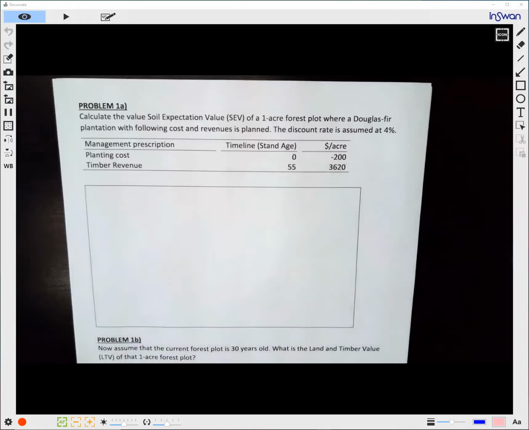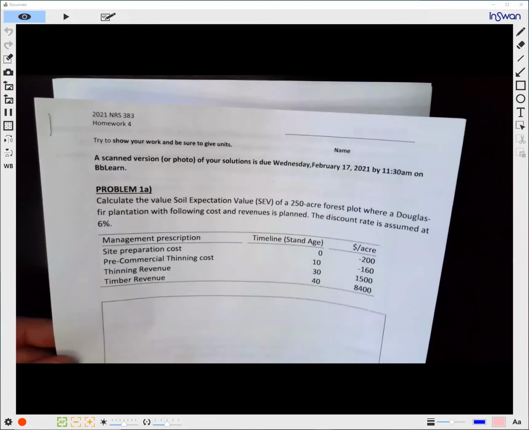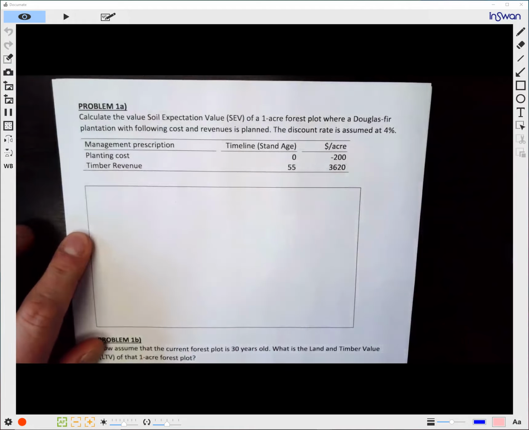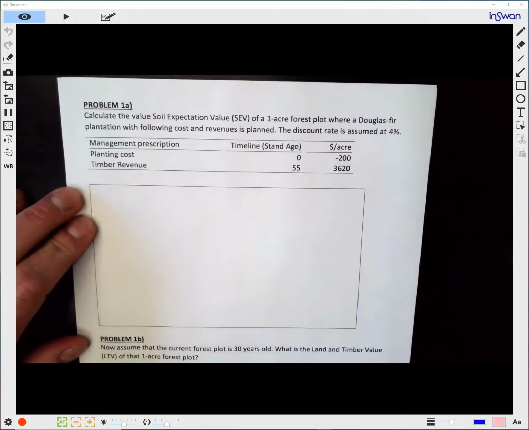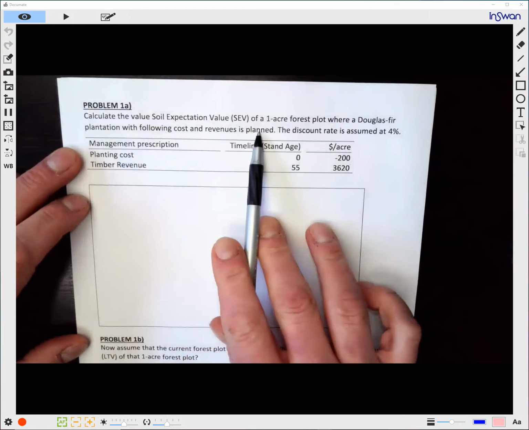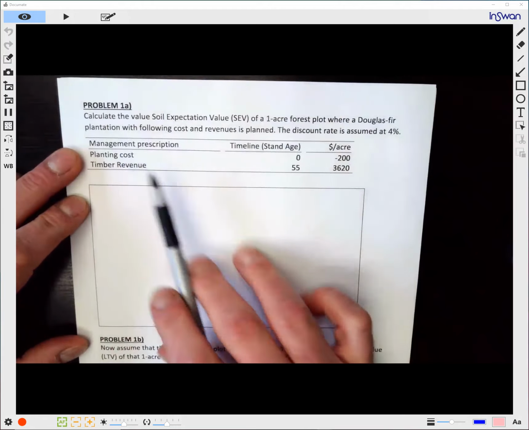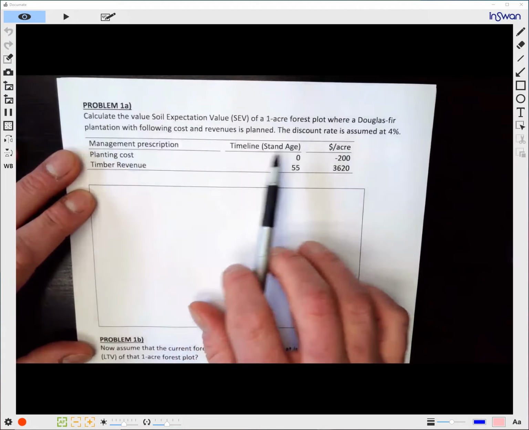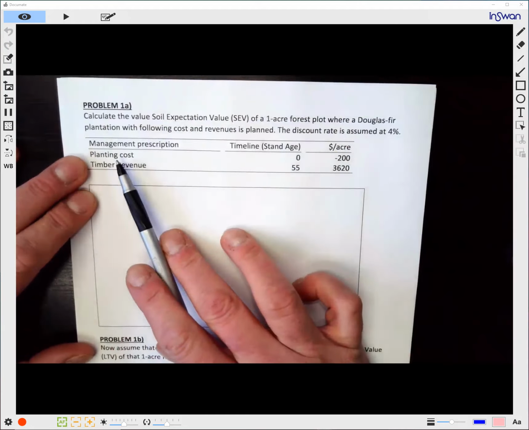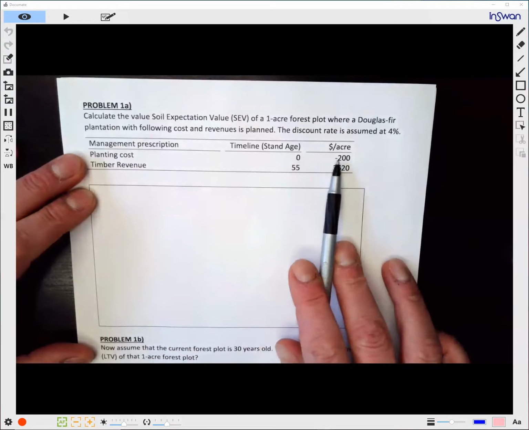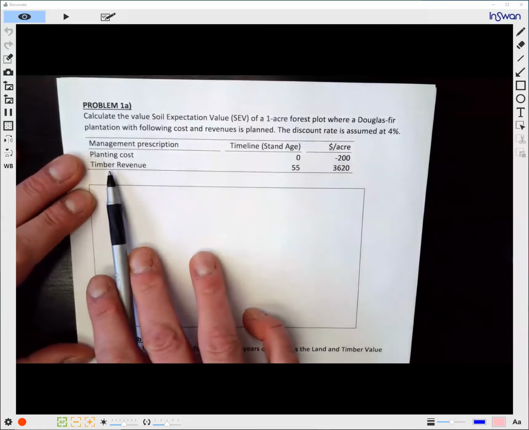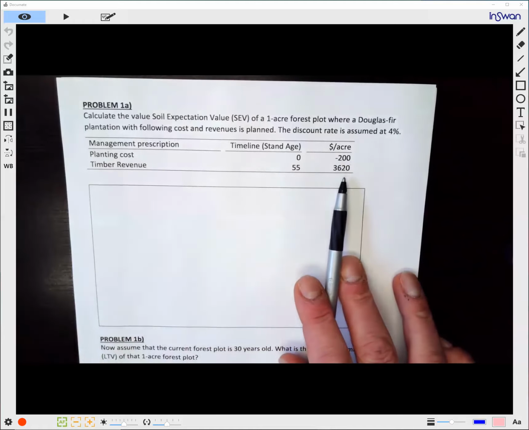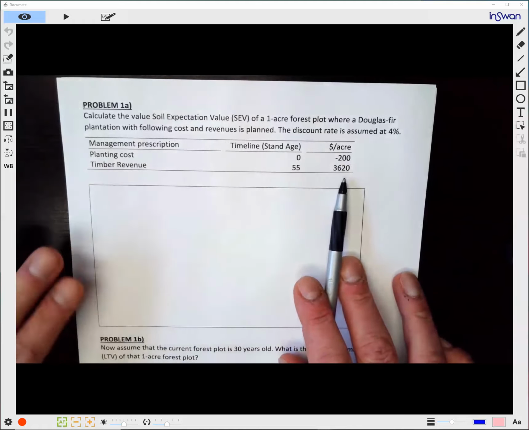What I've done is I've taken the homework and laid out the problem that I did in the PowerPoint here as if it was written for the homework. So calculate the soil expectation value of a 1 acre forest plot, Douglas fir plantation, with the following costs and revenues. Discount rate 4%. Here I have a planting cost at age 0 of $200, and I have a timber revenue at age 55 of $3,620.